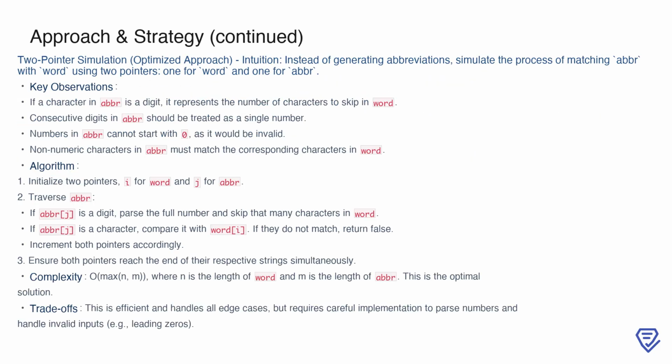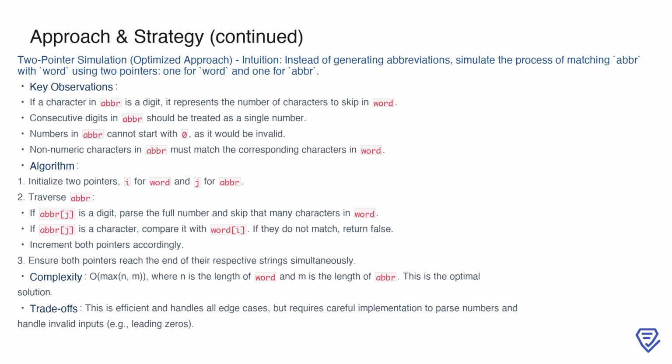Now, let's focus on a more efficient approach, the two-pointer simulation. Instead of generating abbreviations, we can directly simulate the process of verifying if ABBR matches the word using 2 pointers, one for traversing the word and another for the abbreviation. There are a few key observations to keep in mind.